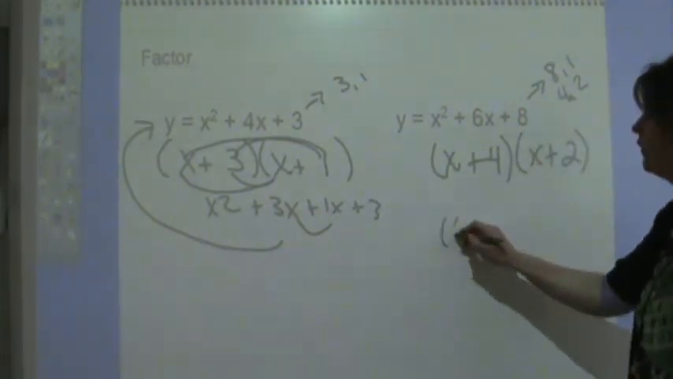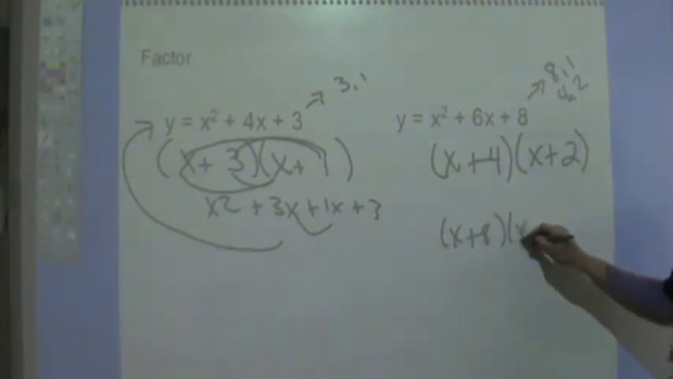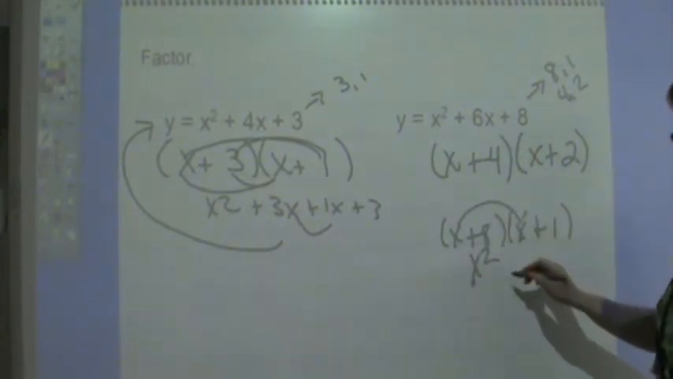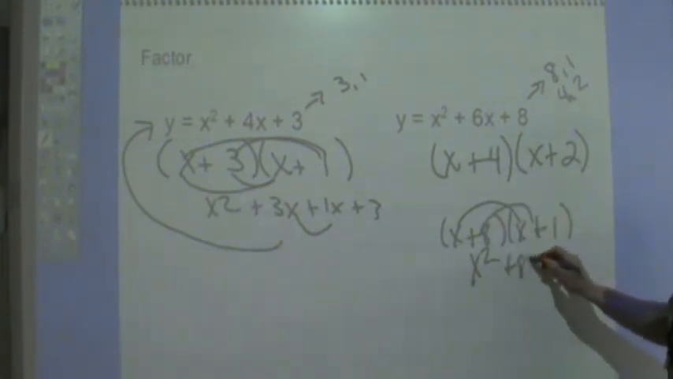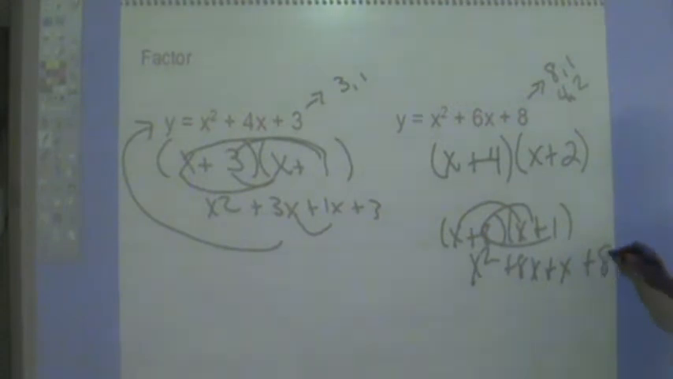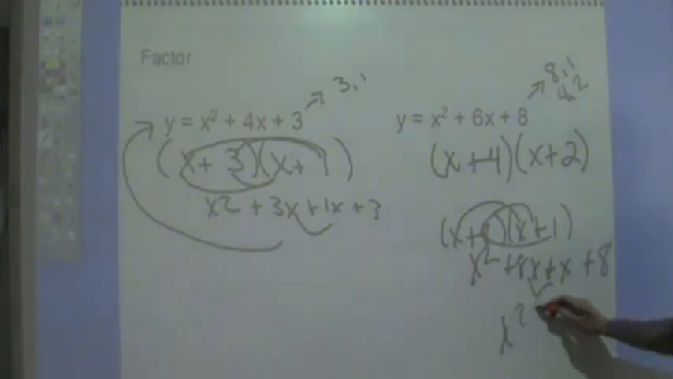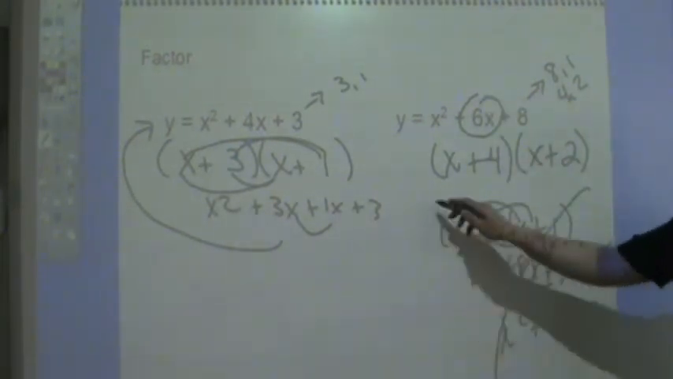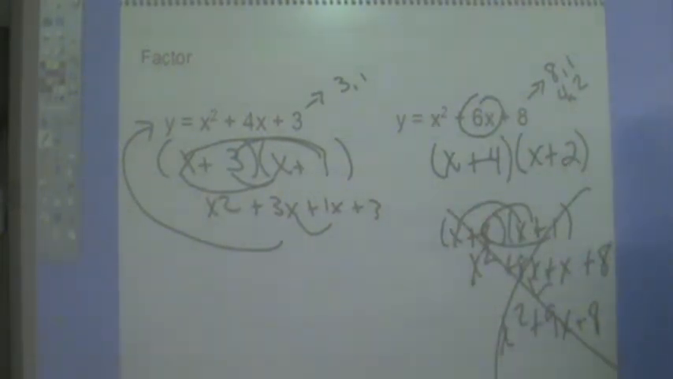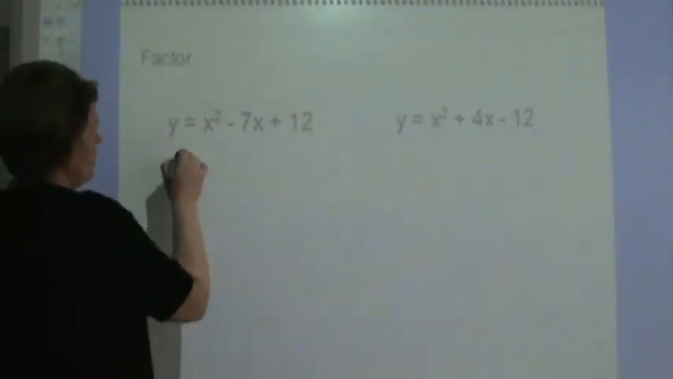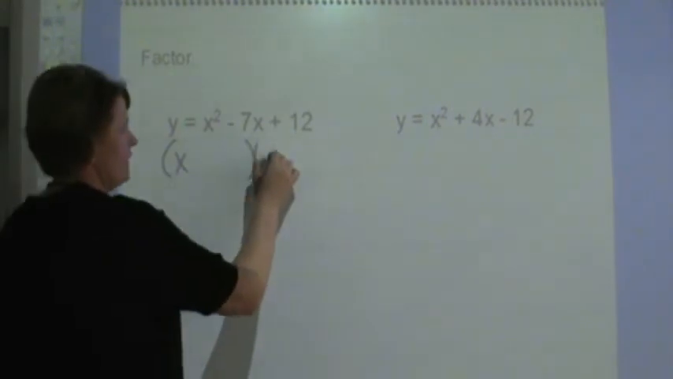Okay, so like I said, if I FOIL this, x squared plus 8x plus x plus 8, that's going to get me a 9x in the middle. All right, and I need a 6x. This will get me a 6x. Okay? So we have to play with the numbers a little bit. All right, so, this one's getting tricky.